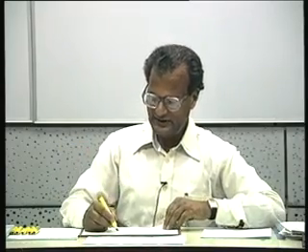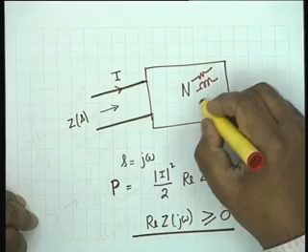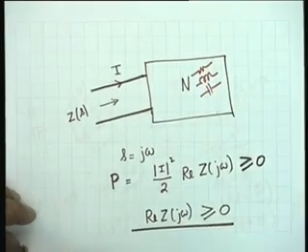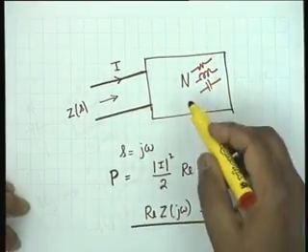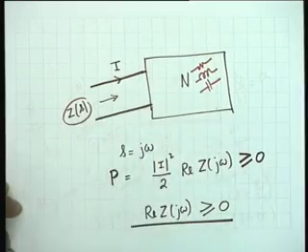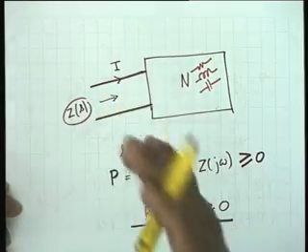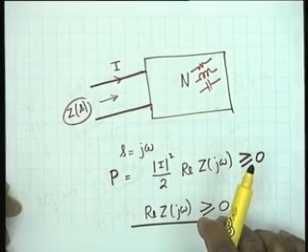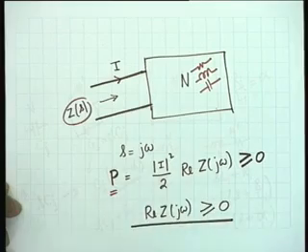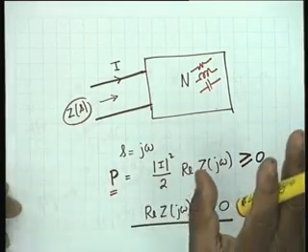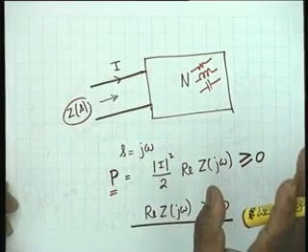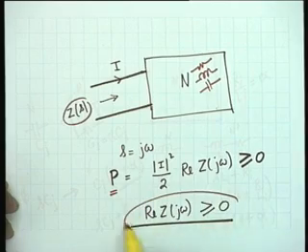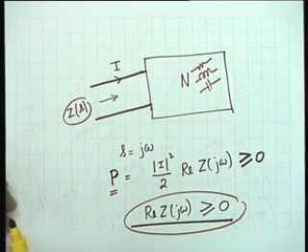What we did was, we took an arbitrary network N which contains resistors, inductors and capacitors, and we argued that the input impedance Z of S, its real part on the j omega axis must be positive. Why? Because the power absorbed by the network must be non-negative. So, real part of Z of j omega is greater than or equal to 0.